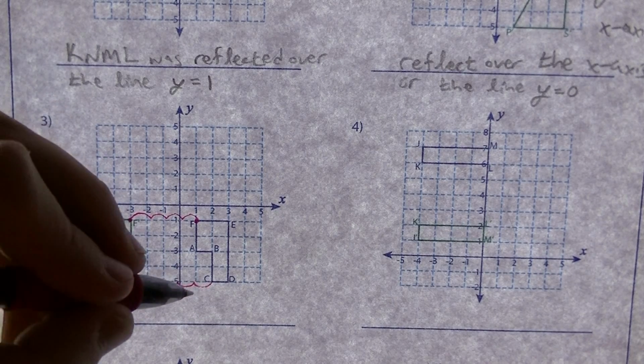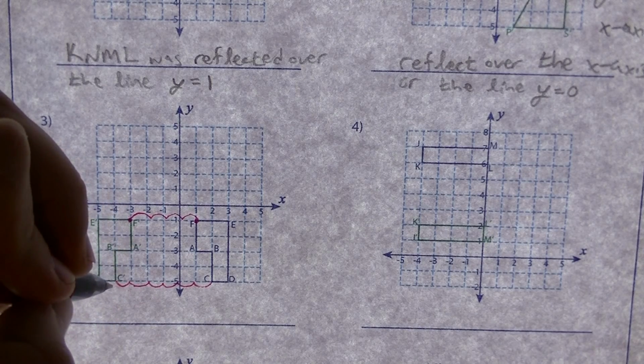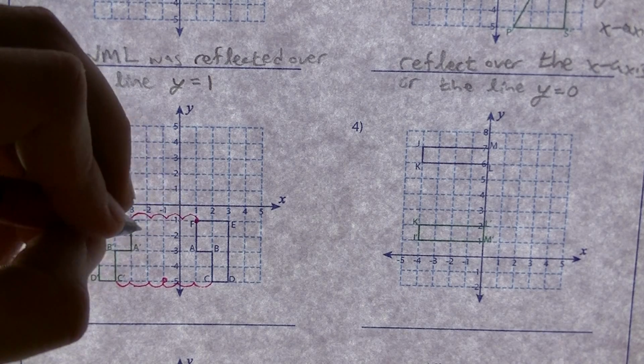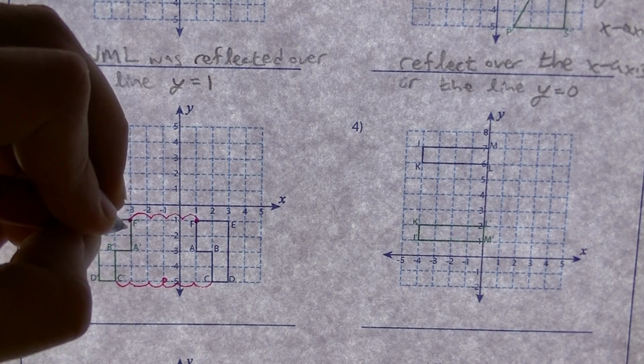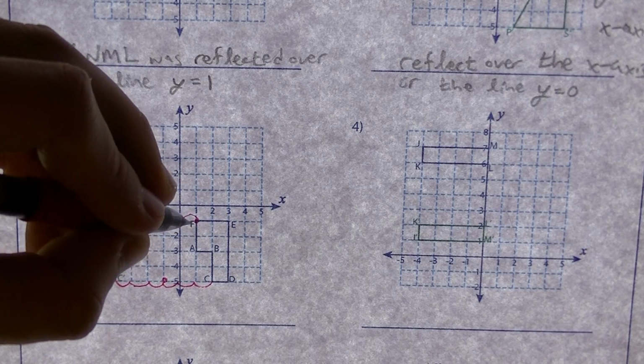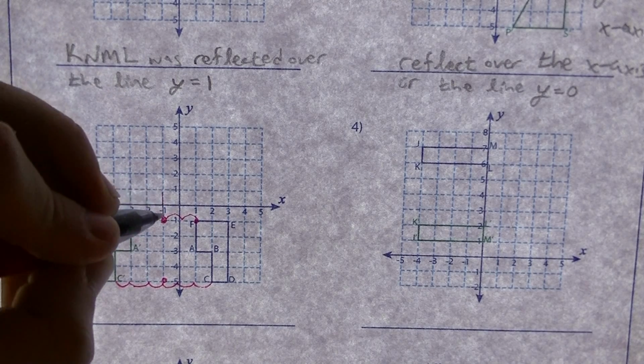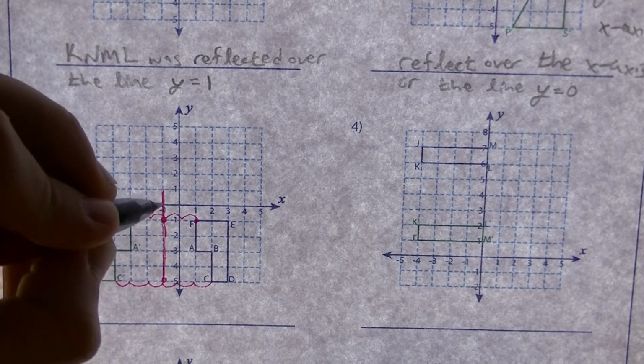The halfway point between this 6 is at the 3, so 1, 2, 3, 1, 2, 3. Here should be 1 point on my line. And the halfway point between F and F prime, well, there's a distance of 4, so it should be 2, so 1, 2, 1, 2. And look at that. Even though I used different points, I got my line right over here.